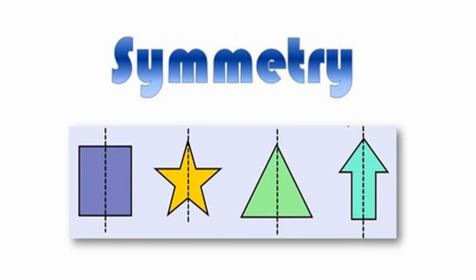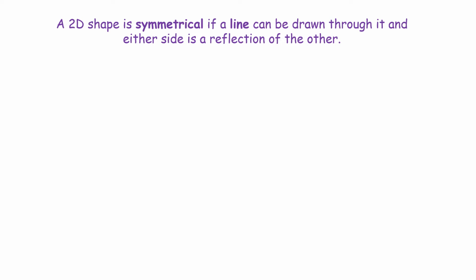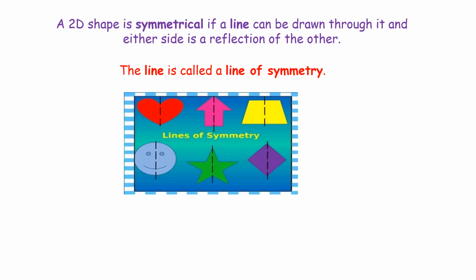So our learning question today said that we were going to explore lines of symmetry. Can you say symmetry? A 2D shape is symmetrical if a line can be drawn through it and either side is a reflection of the other. The line is called a line of symmetry. So all of these shapes here have a line of symmetry on them, and that means that they are symmetrical because each side is a reflection of the other.